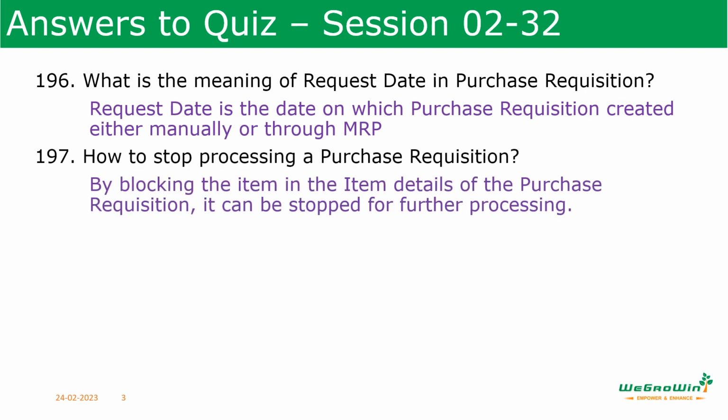How to stop processing a purchase requisition? By blocking the item in the item details of the purchase requisition, a purchase requisition can be blocked or stopped for further processing because there may be many reasons. A requirement may have changed, the vendor might have changed, or management would have asked to stop this purchase. So we need to have this option.